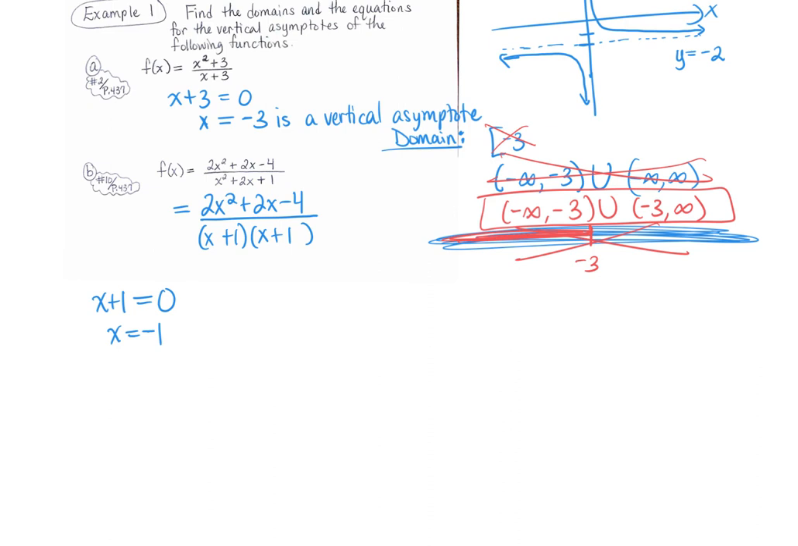X equals -1 is a vertical line. Vertical asymptote. Good. Use your words. Very good. X equals -1 is a vertical asymptote. Now I'm going to ask you what? The domain.